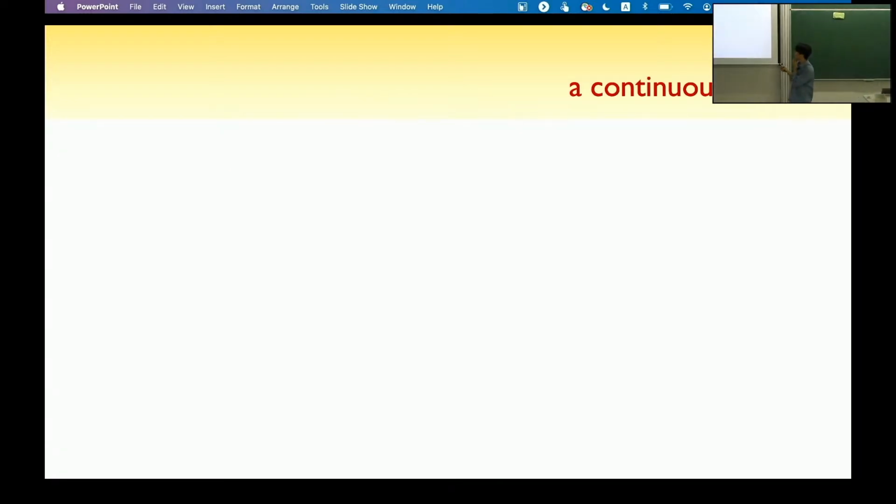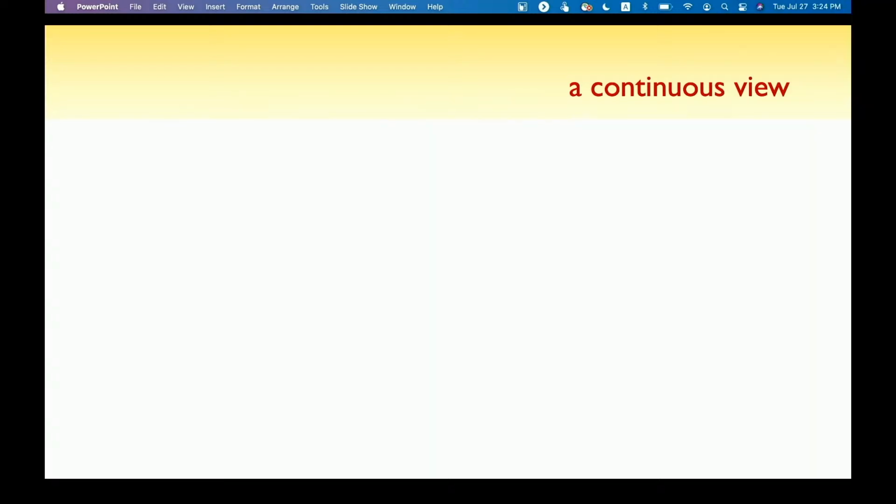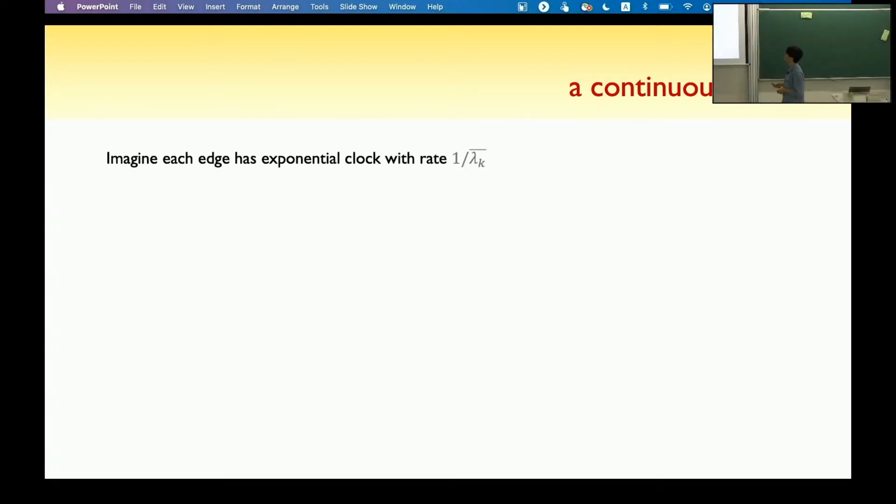To present the first part, let me slightly change the viewpoint to a more continuous one. We'll look at the same random graph process. In this process, time flows from 0 to infinity continuously, and each edge has an exponential clock with rate lambda k bar.